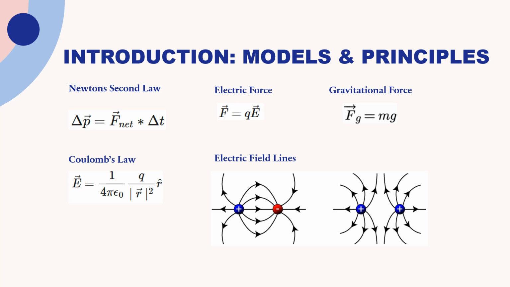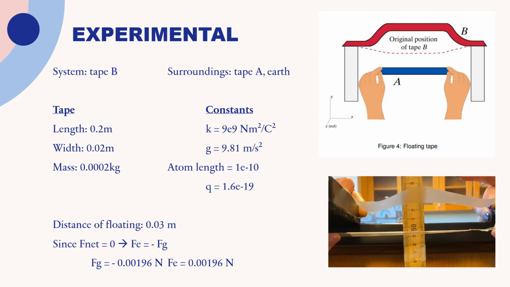The gravitational force is mass times the gravitational constant. The field lines at the bottom show that opposite charges attract and that like charges repel. In this experiment, the system is tape B and the surrounding is tape A and the Earth.